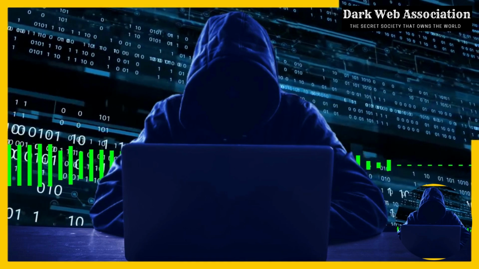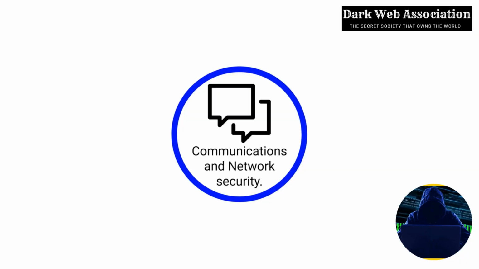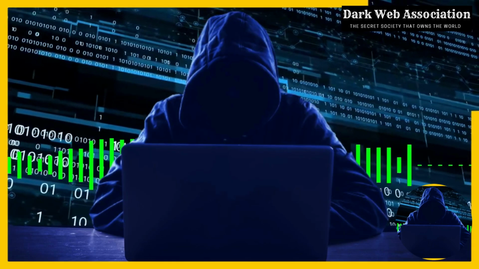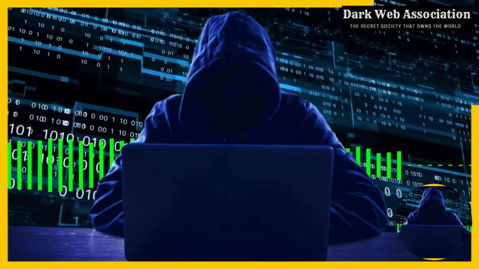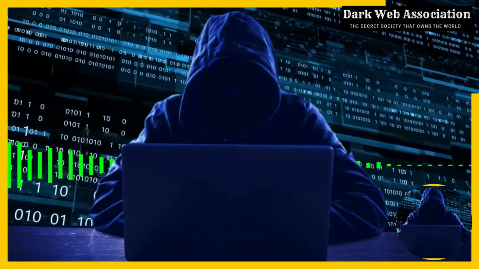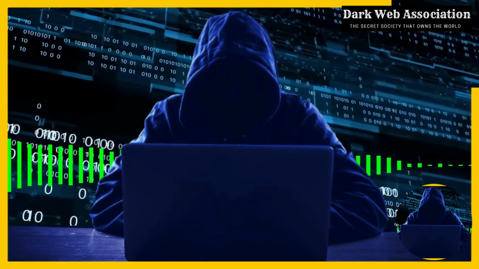The fourth domain is communication and network security, which is mainly focused on managing and securing physical networks and wireless communications. Secure networks keep an organization's data and communications safe whether on-site, or in the cloud, or when connecting to services remotely.